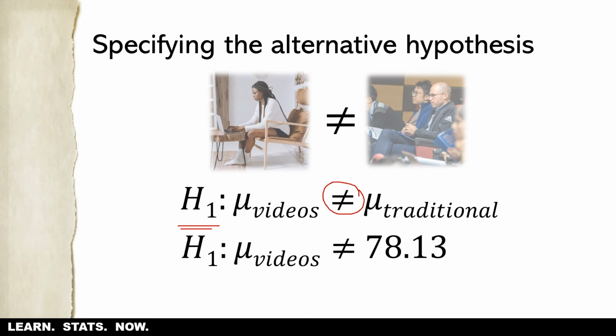So another way to say this is that the mean for the students who took the class using videos was not 78.13, or to shorten it, mu does not equal 78.13, and that's typically the way it would be expressed in a textbook.